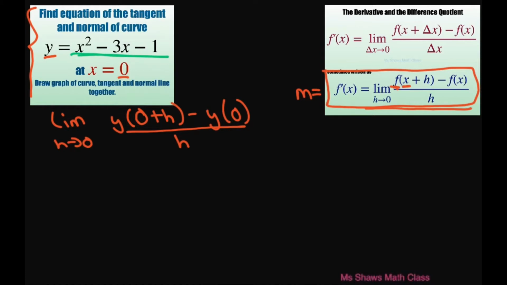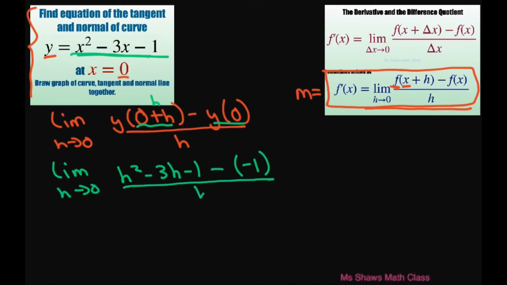Of course, 0 plus h is just going to be h. That's going to make it kind of easy for us. So we're going to take the limit as h approaches 0. Taking this equation, you're just going to substitute in h. So it's going to be h squared minus 3h minus 1. And then you're going to substitute in your 0 here, and that's going to be negative 1. All divided by h. Now, let's simplify this.